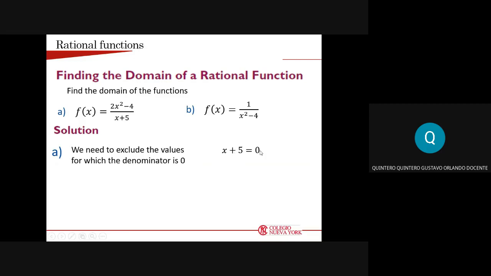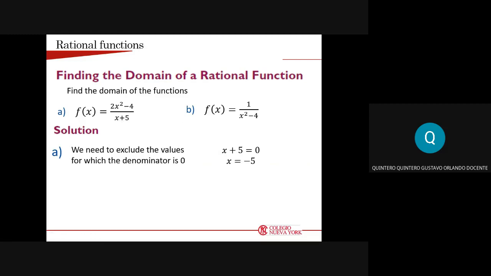That gives us one equation. If we isolate the value of that equation, the positive 5 passes as a negative. If we isolate that value, there it is. There is our exception. We found it. X equal negative 5. When x is negative 5, if I change x by negative 5, what is going to happen is that the denominator is 0. Look, negative 5 plus 5, that's 0.